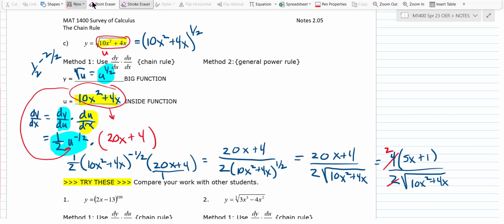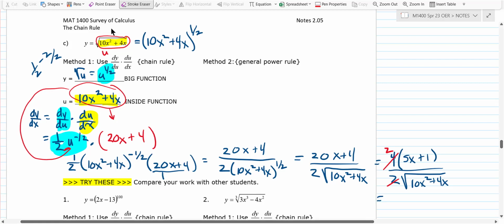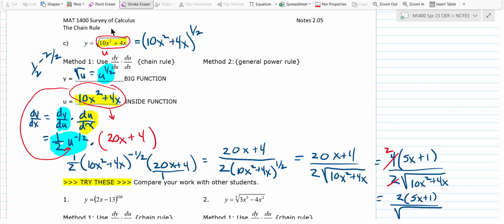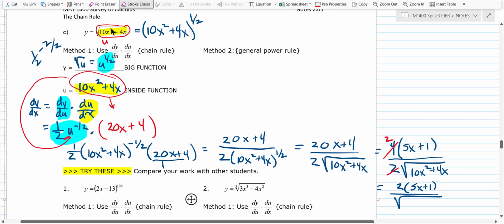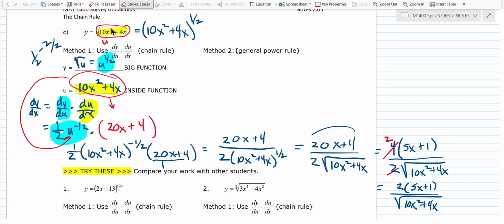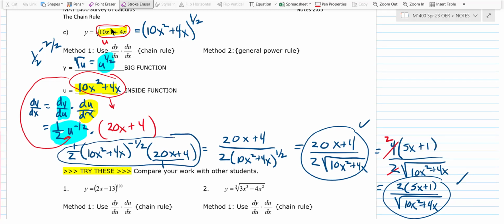So actually, the best answer on the problem would be 2 times (5x plus 1) over the square root of 10x squared plus 4x. I would take that answer like that. If I don't want you to change it back to a radical, and if I'm okay with you having a negative exponent, you can give me that answer. That just kind of depends. But I'd like you to go that far to practice your algebra skills. Okay? Do we have any questions?